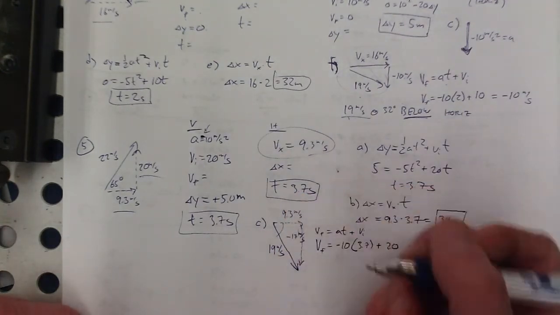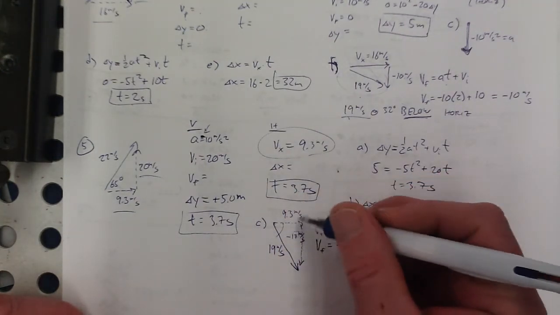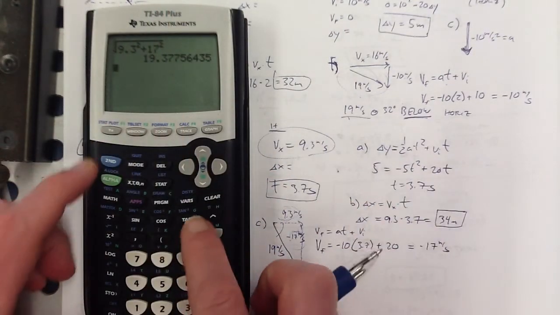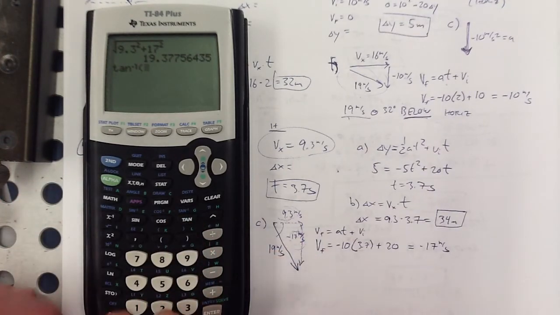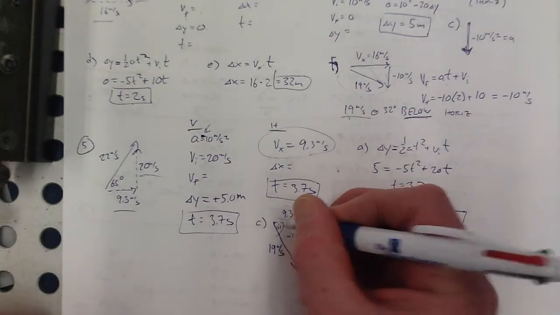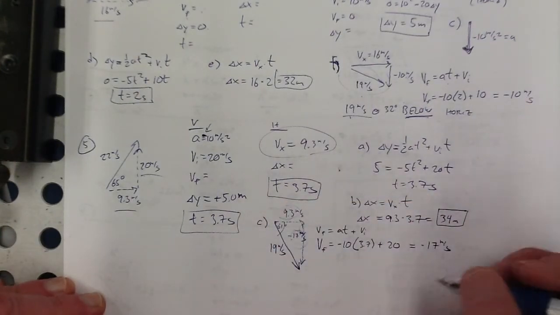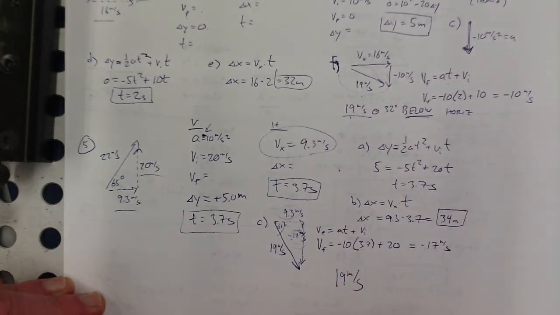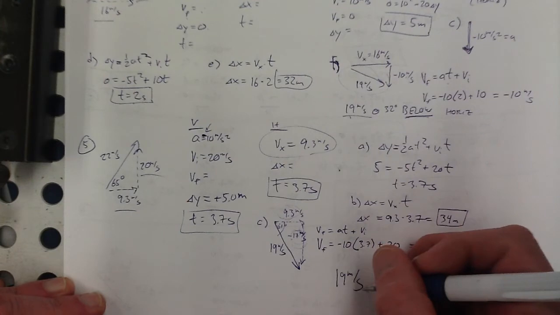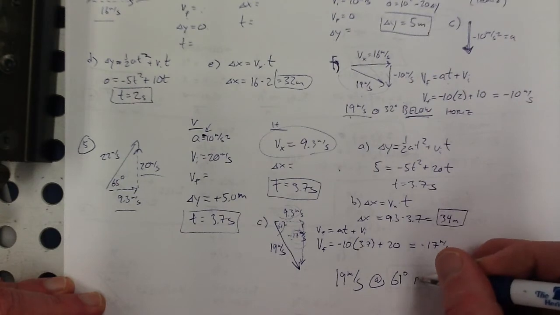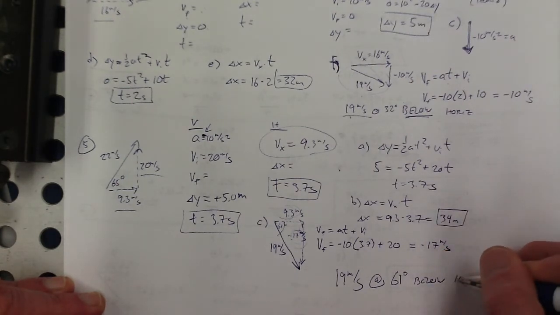And then what's this angle? That angle is tangent inverse rise over run, tangent inverse y over x. And same thing, going to ditch the negative sign. Tangent inverse 17 over 9.3. That's about 61 degrees. So I'm going to answer for part C. The final velocity of this thing is 19 meters per second at 61 degrees below horizontal.